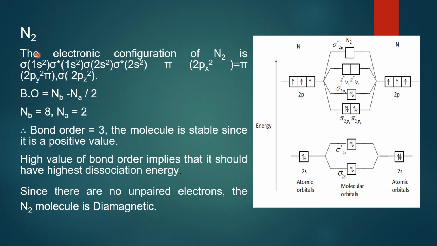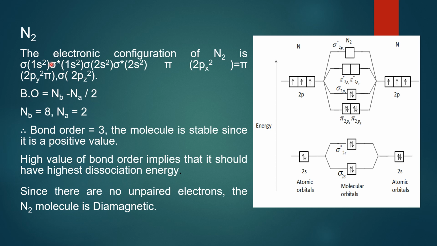Sigma 1s2, sigma star 1s2, sigma 2s2, sigma star 2s2. Next level pi 2px2 equal to pi 2py2, sigma 2pz2. Okay, this is the way of writing energy order for N2 molecule.